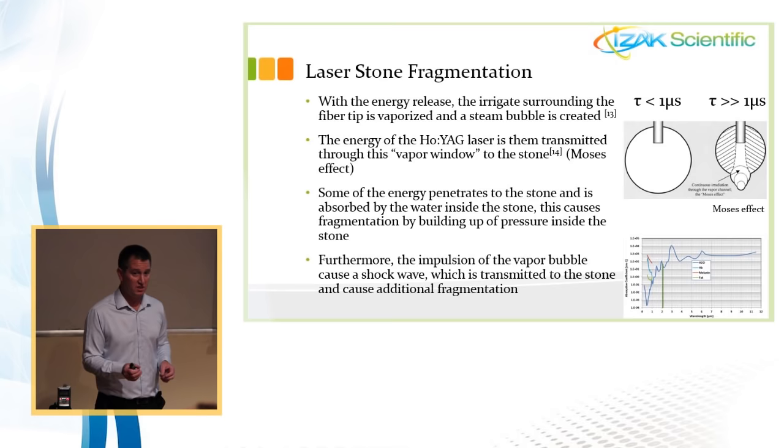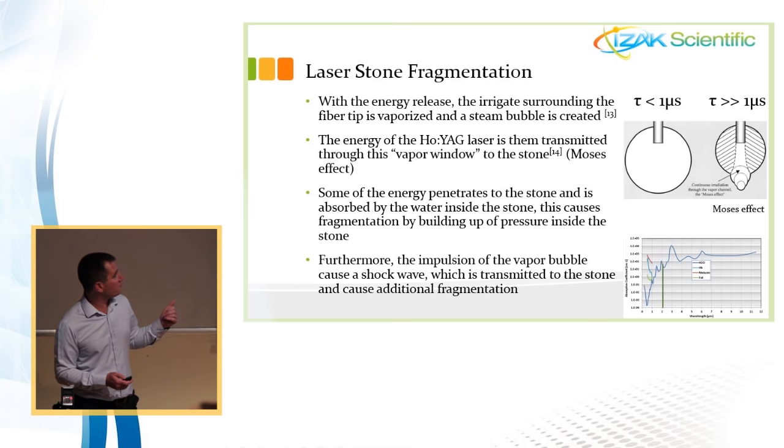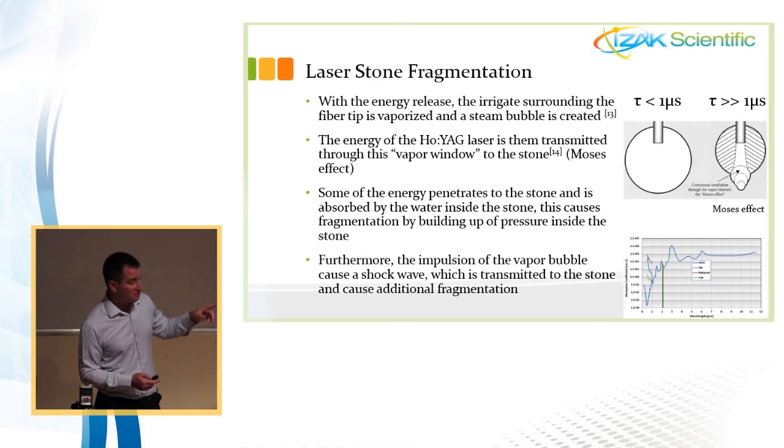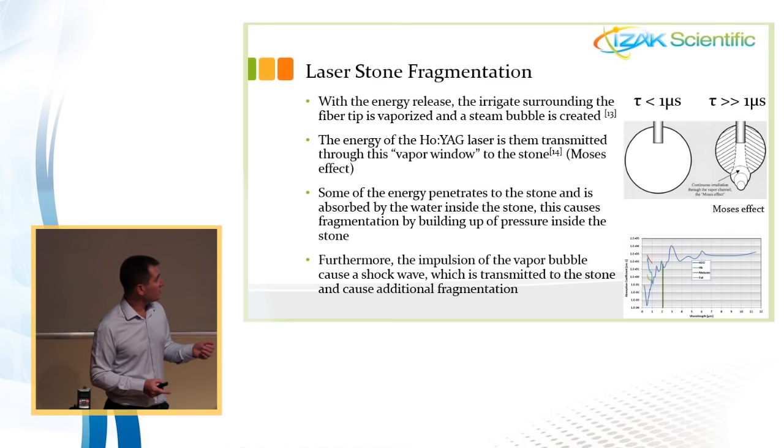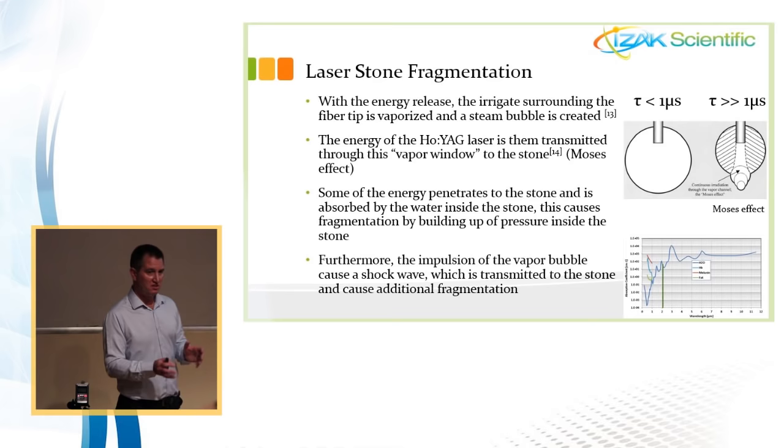As you can see, if the pulse width is tens or hundreds of microseconds, then the Moses effect occurs, and it's not only photomechanical, it's also photothermal. If the pulse width is less than 1 microsecond, then, assuming the same energy delivered in a very short pulse, it's only a photomechanical effect.